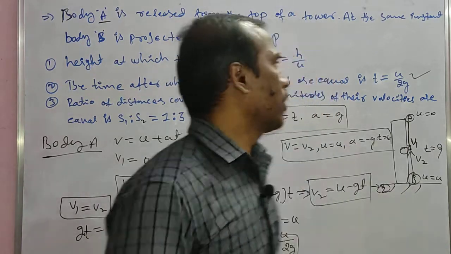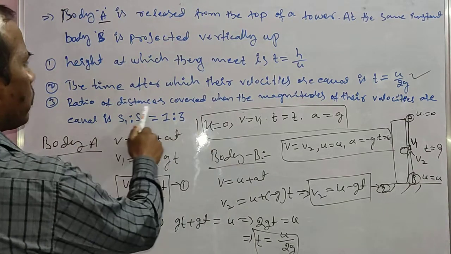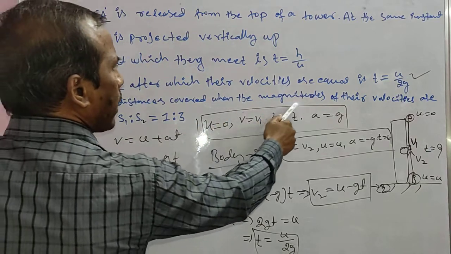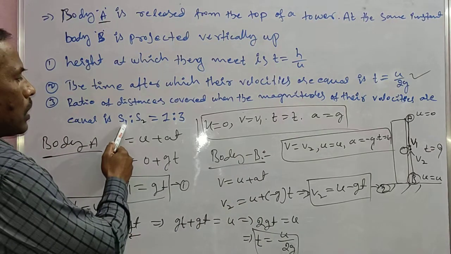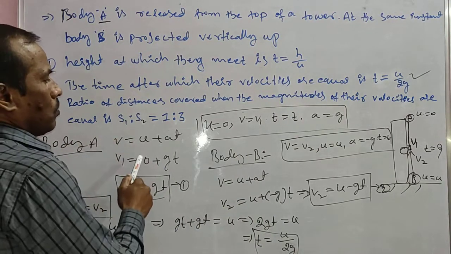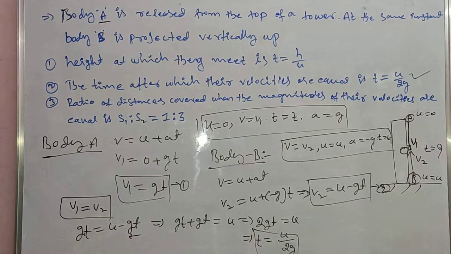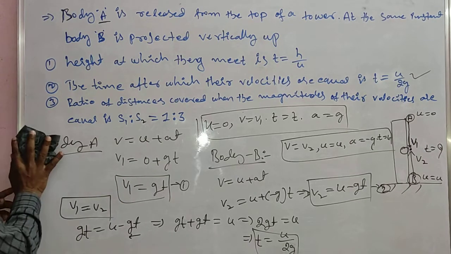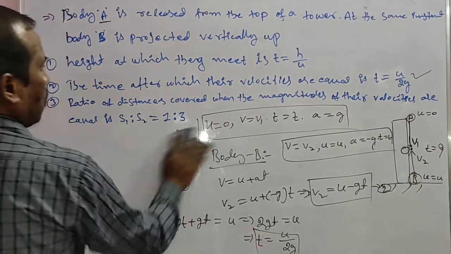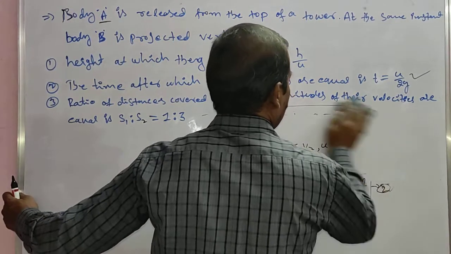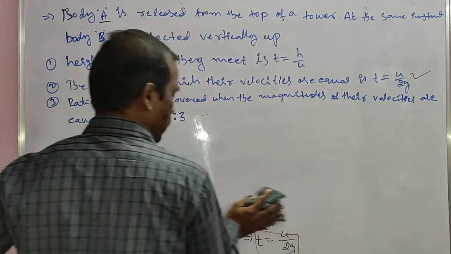Next case, next condition: the ratio of distances covered when the magnitudes of their velocities are equal is s1 is to s2 is equal to 1 is to 3. Note this one first of all. Now the third one, the ratio of distance covered by the two bodies, s1 is to s2.